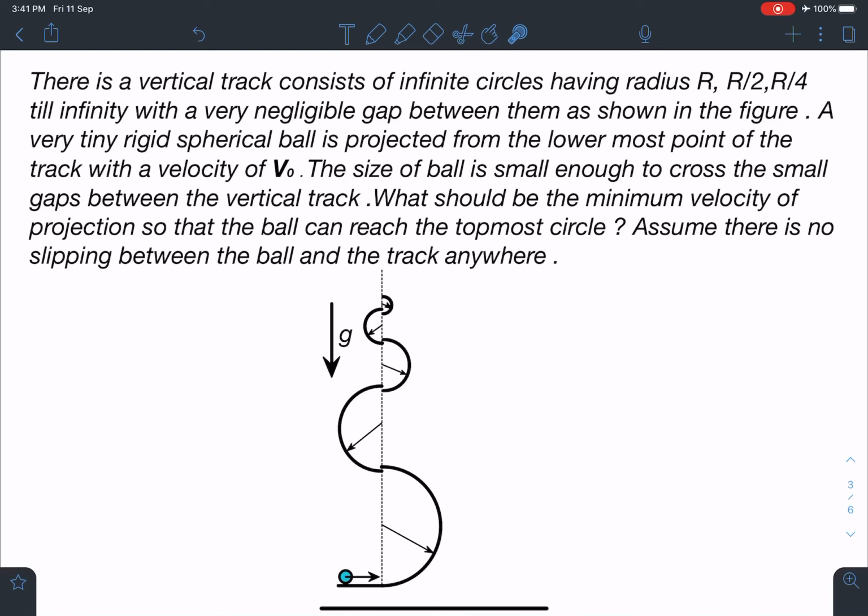This is Nitin here, and today again I have come up with a very interesting and very amazing problem. It is of infinite circles, as you can see in the diagram. So here is the statement of this problem.